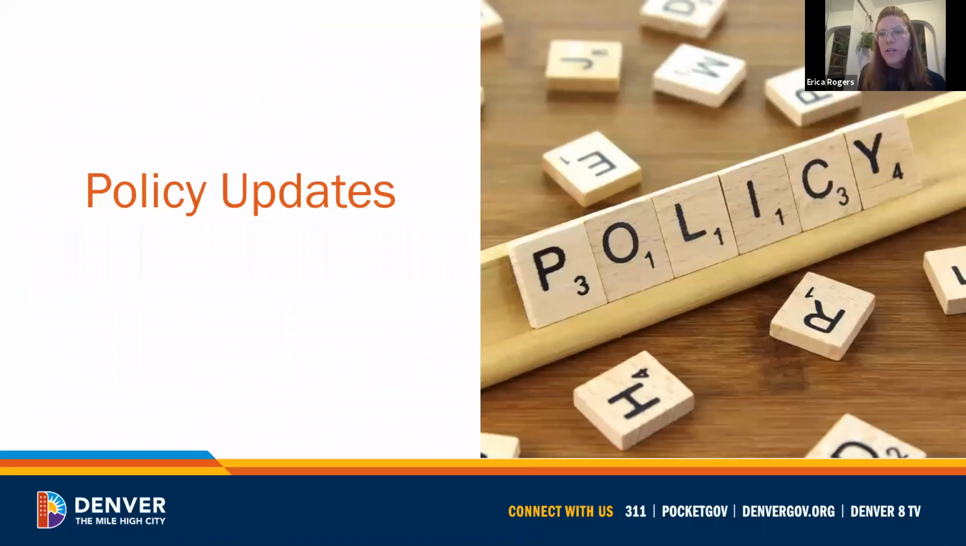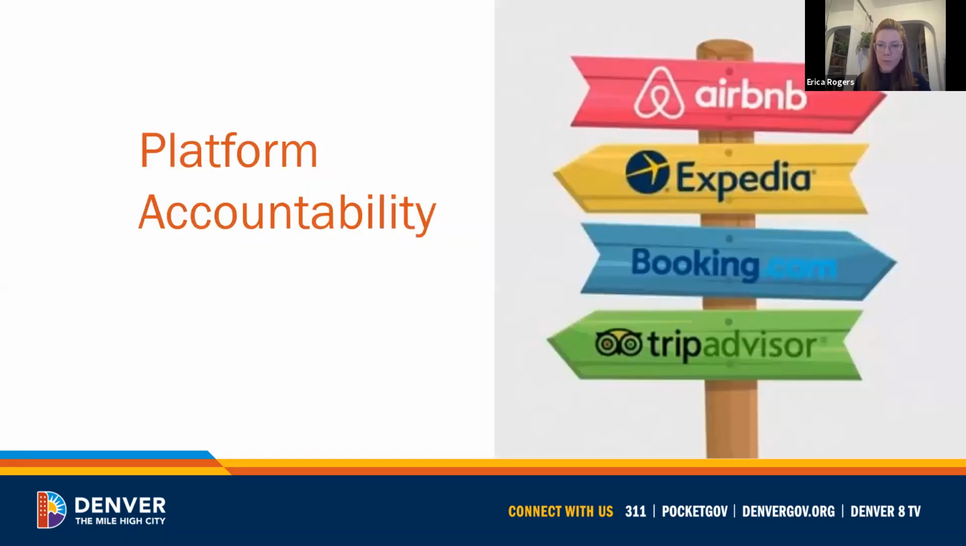Next, we are going to talk about some policy updates, the main one being the draft language that was sent around and posted on our website. We are discussing, of course, platform accountability. And just for a reminder or an intro for anyone who is new, maybe in the attendee list, the STRAC has been talking about this for a little over a year now.